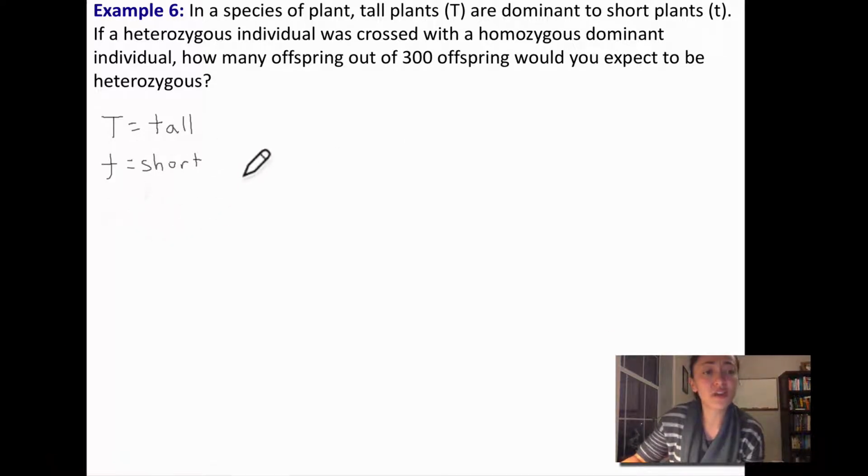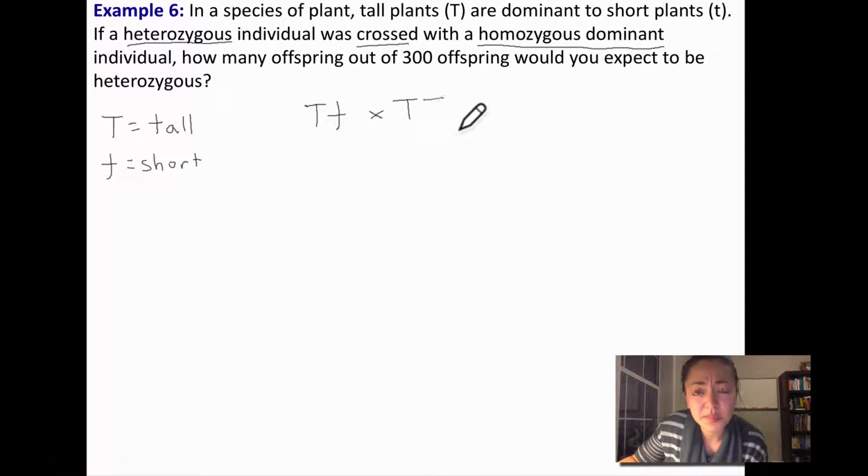All right, so always draw your key here, and then draw what the parents are. Here it's telling us that it's a heterozygous individual being crossed with a homozygous dominant individual. Heterozygous means they have two different types of letters, a big letter and a little letter. So they're going to have a capital T and a lowercase t. And that's being crossed with somebody that's homozygous dominant. Homo means same, and both of them are dominant, so it's going to be the big letter, right? So big T, big T.